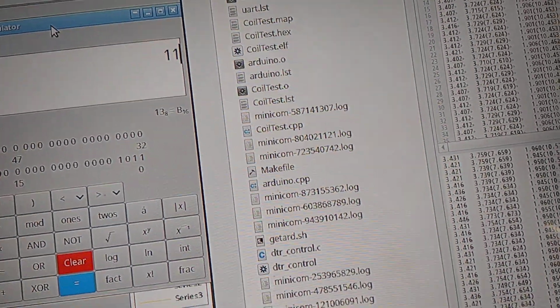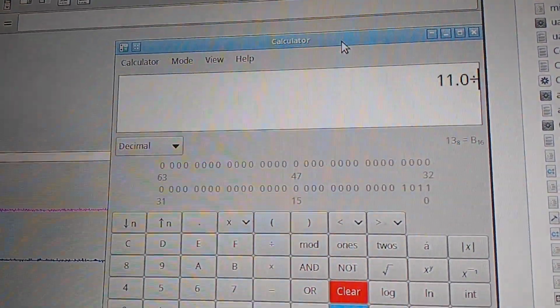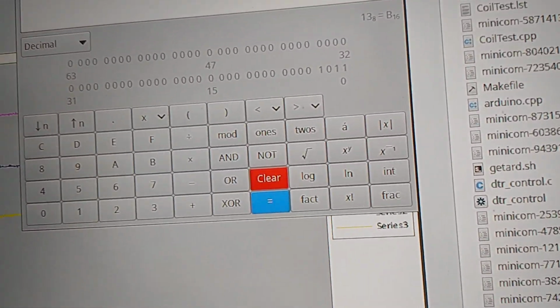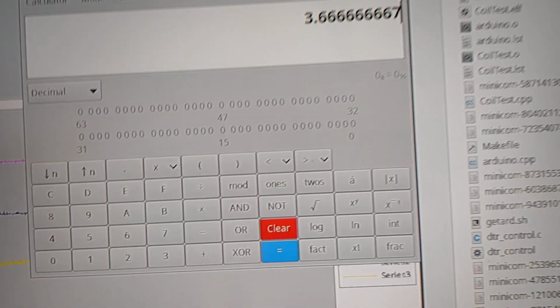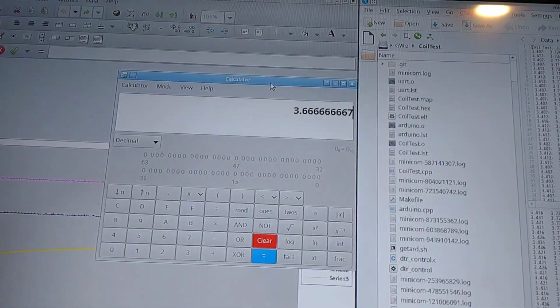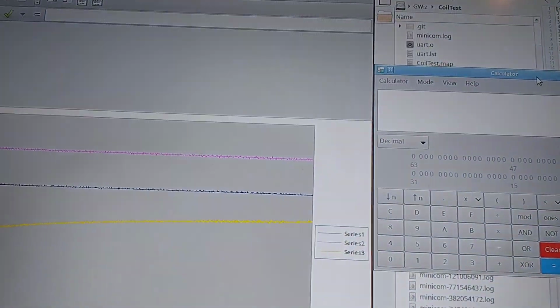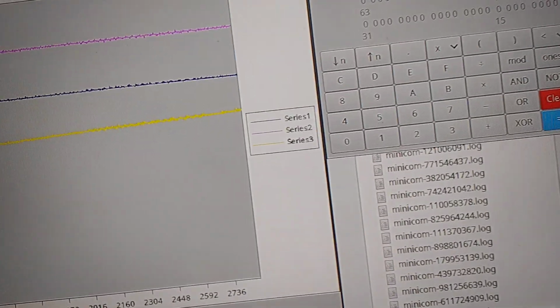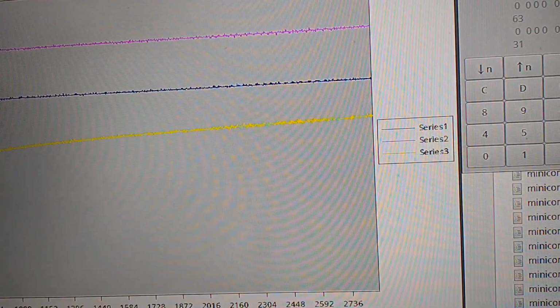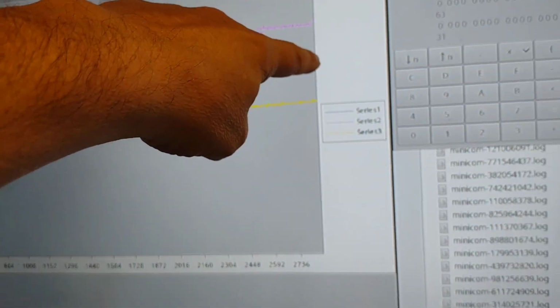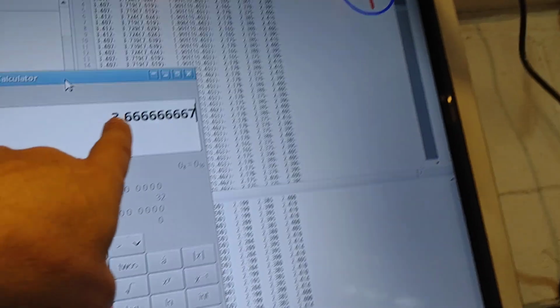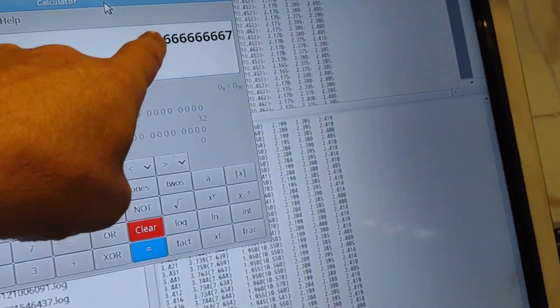Right. 11.0 divided by 3. So that's the voltage we should be aiming at, which coincidentally is the voltage of the first cell. But the reason why is because in actual fact that one is at the pack voltage. So what we're really aiming for is that. So this is giving us the voltage that we should be aiming for.